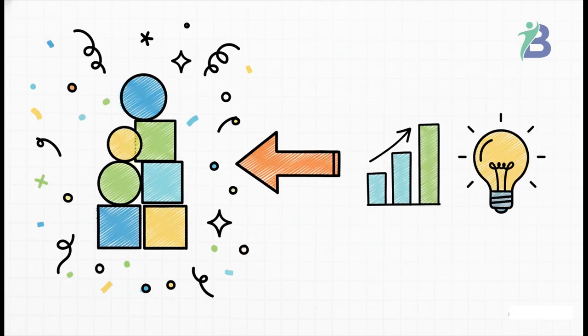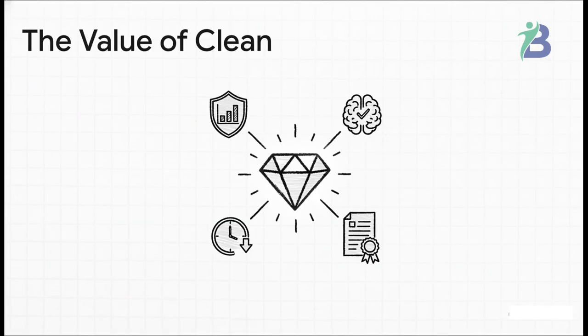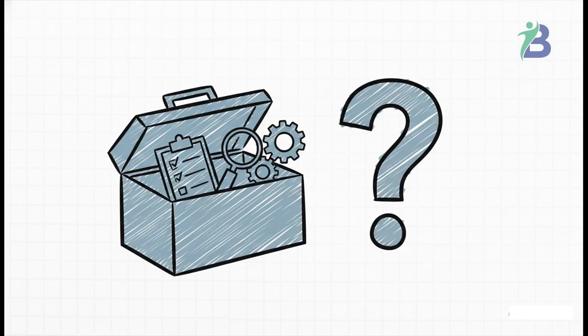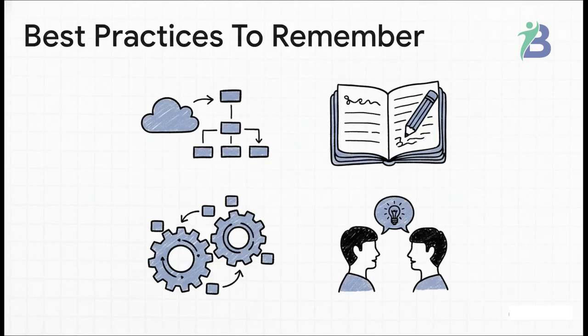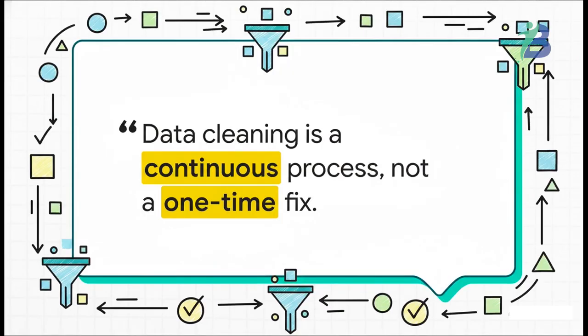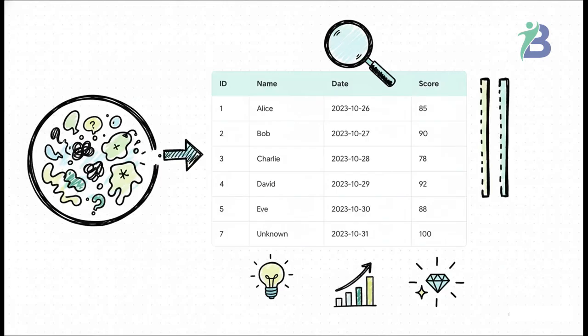So, why does all this matter so much? It's simple, really. Clean data means you can trust your insights. It leads to way better decisions. So, how can you make sure your own data is high quality? Here are a few tips. Following these strategies, like documenting your steps, makes everything more efficient and consistent. And you have to remember, this isn't a one-and-done thing. It's a continuous process. So we went from a messy, unreliable table to a clean dataset that's ready for action.